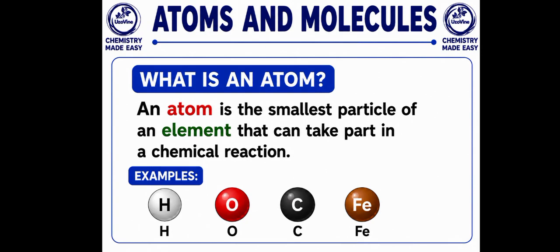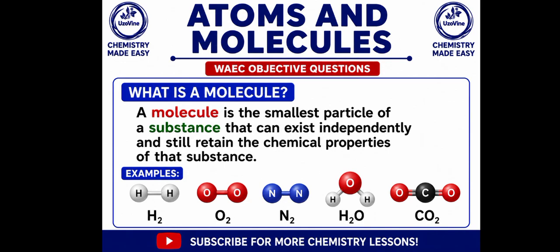Let's look at the definition of a molecule. A molecule is the smallest particle of a substance that can exist independently and still retain the chemical properties of that substance. Examples, we have two hydrogen atoms, H2, two oxygen atoms, O2, two nitrogen atoms, N2. We have water, H2O, and we have carbon dioxide, CO2.